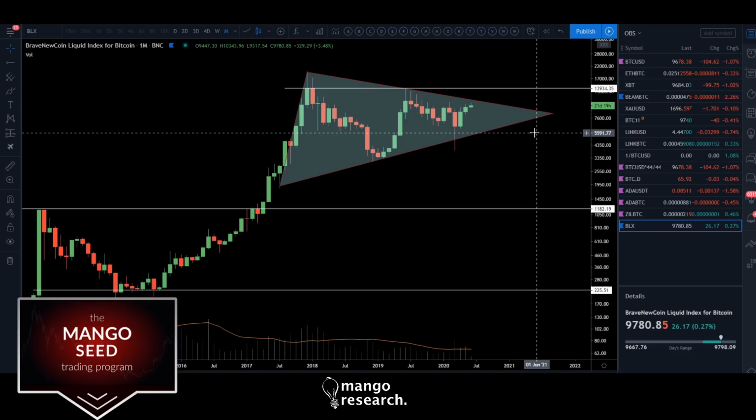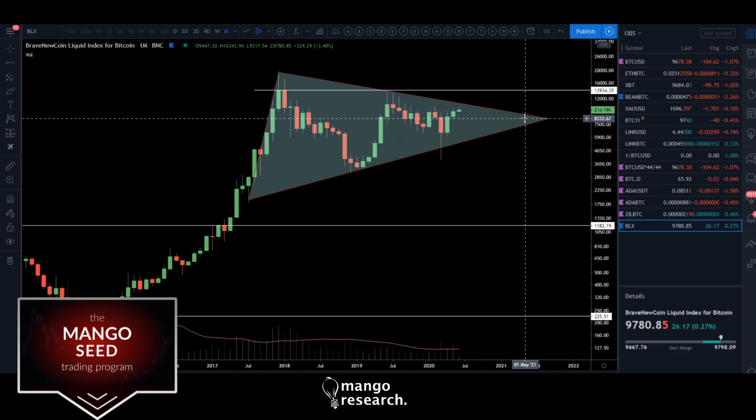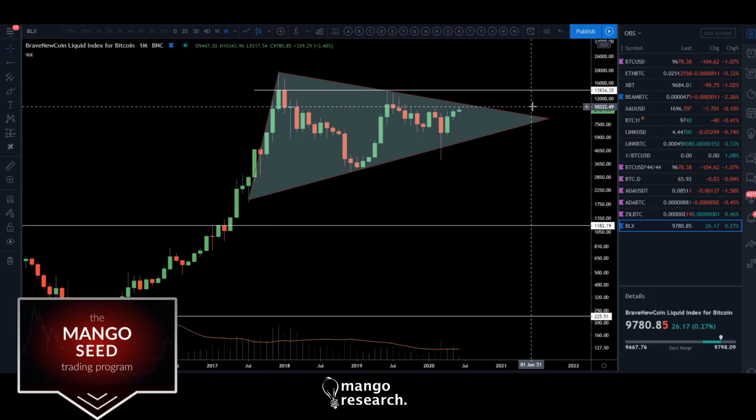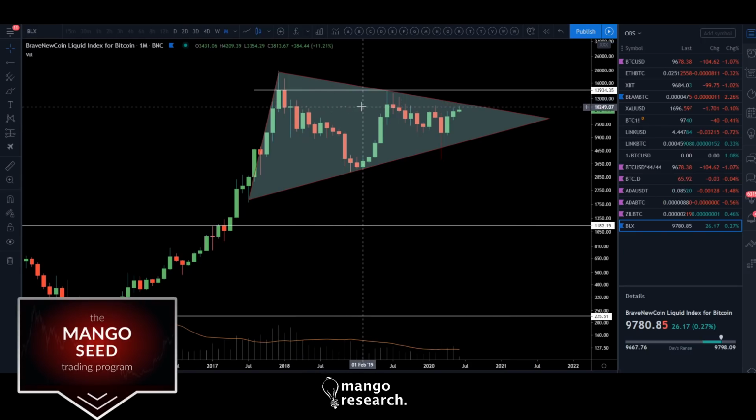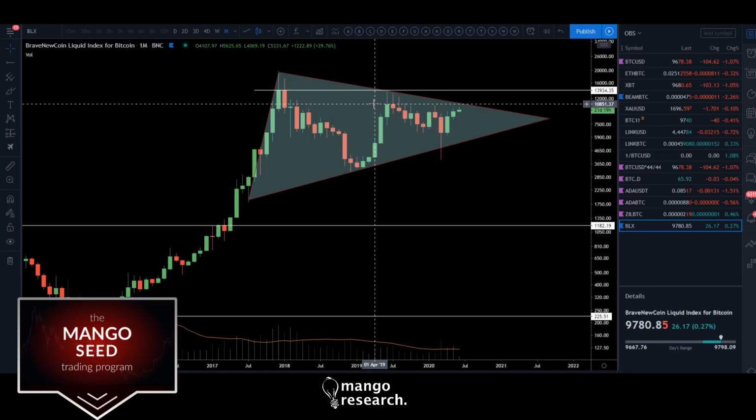We have a lot of resistance overhead. We talked about the 10,900 Kijun. We talked about the top of the symmetrical triangle. We talked about even the top of this monthly candle close right over here at 10,850. So a lot of resistance, and no reason to get ahead of ourselves just yet.